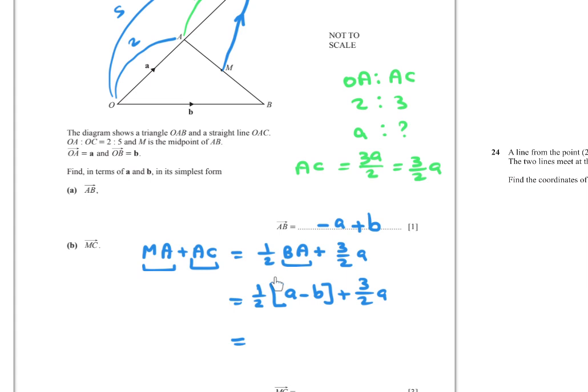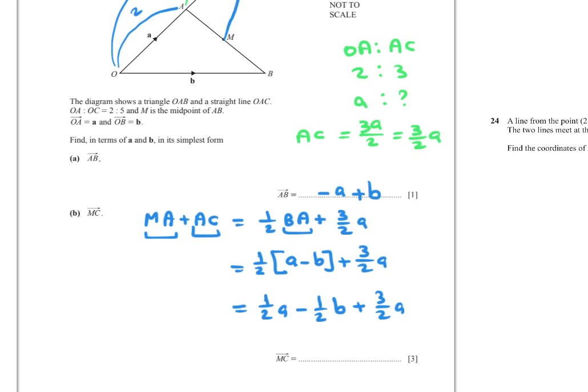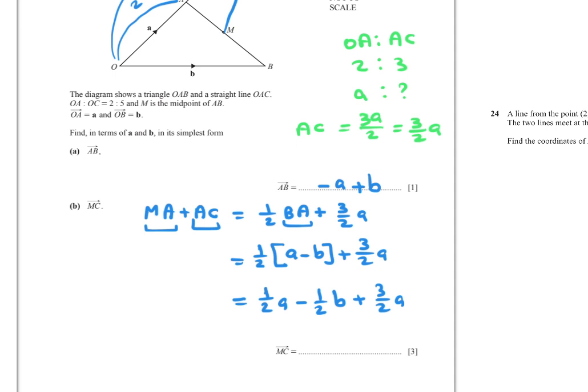Now expand and simplify. Half times A equals half A, and half times negative B is negative half B, plus 3 over 2 A. Combine the like terms: half A plus 3 over 2 A is 2A, minus half B.